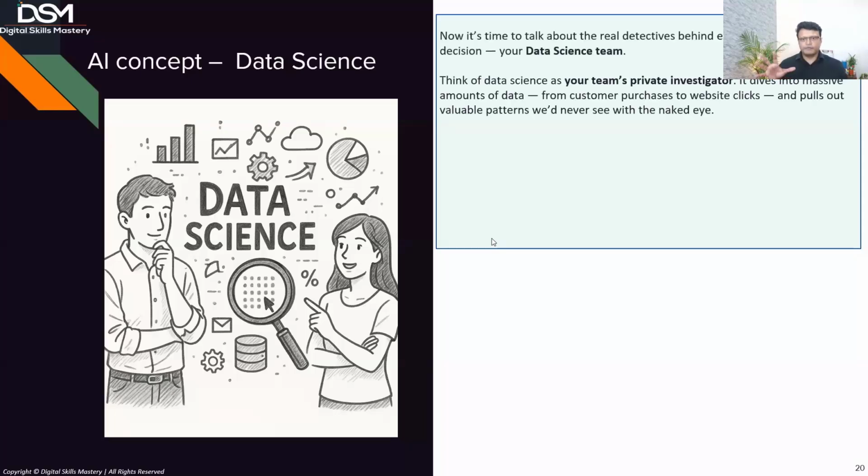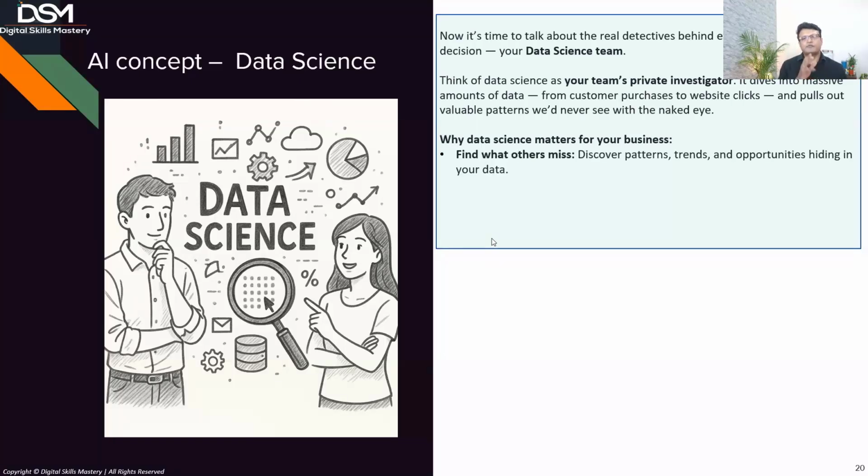So think of data science as your team's private investigator. Just putting it in layman's terms, it dives into massive amounts of data, from customer purchases to website clicks, and pulls out valuable patterns we'd never see with the naked eye and that would take ages to stitch together and make meaningful insights out of. Now, what it means for your business: find what others are missing.